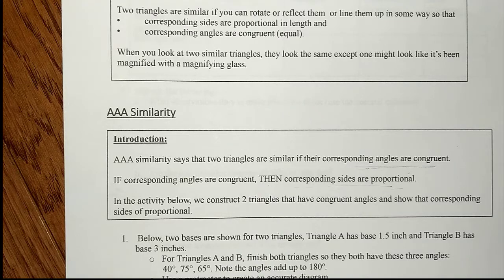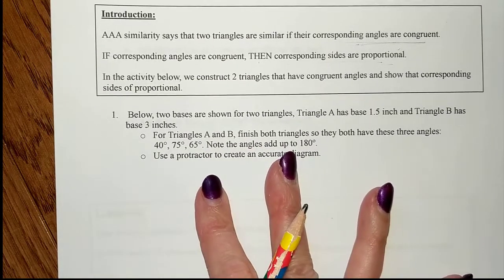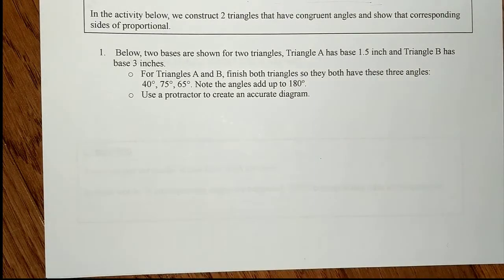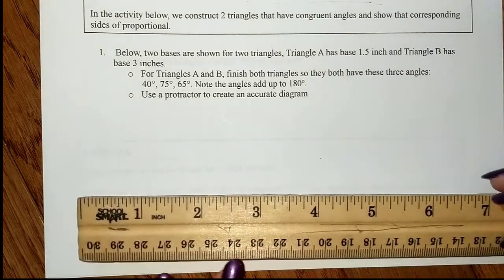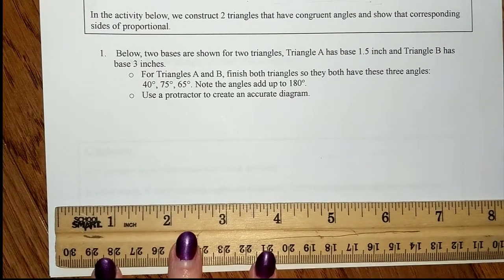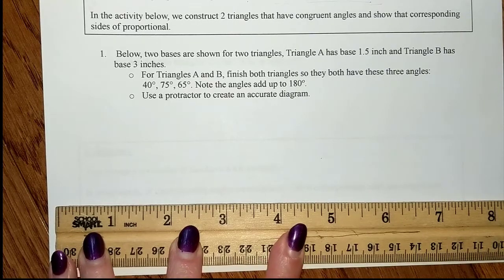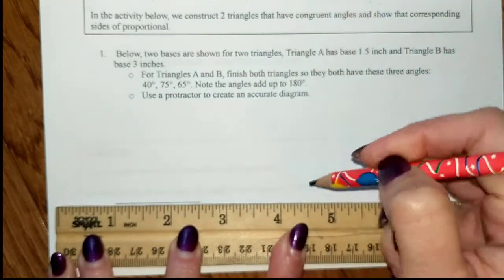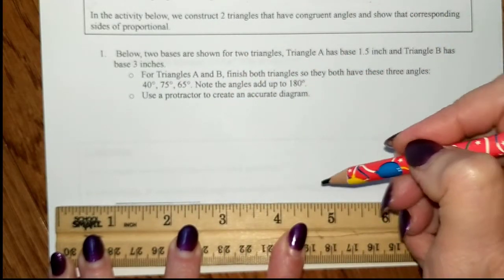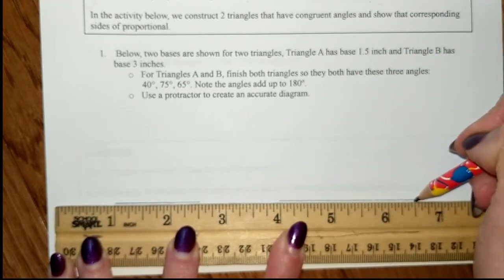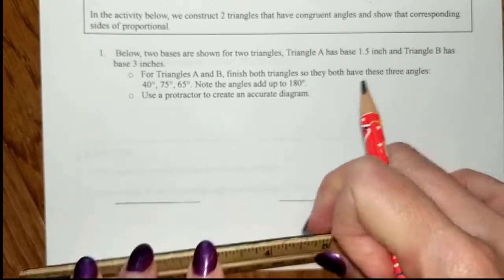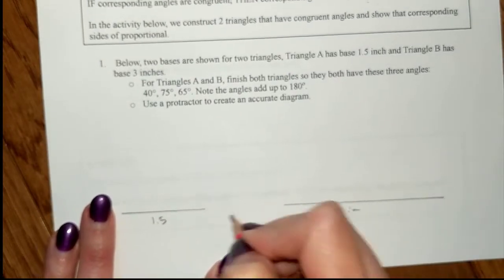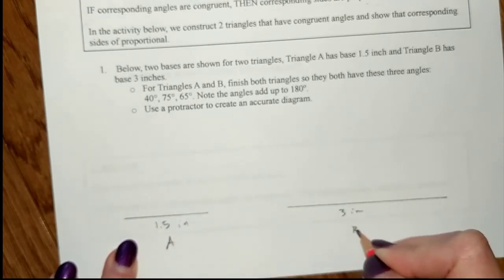Okay, so here I'm going to draw the first part of the activity. It says below are two bases for two triangles. I tried to get this in Word and just got frustrated, so let's draw these. Let's draw one that has a base of 1.5 inches, and I'll draw this other one over here, and it's supposed to have 3 inches. So I'm going to mark those: that's 1.5, that's 3 inches, and here's A and B, right?